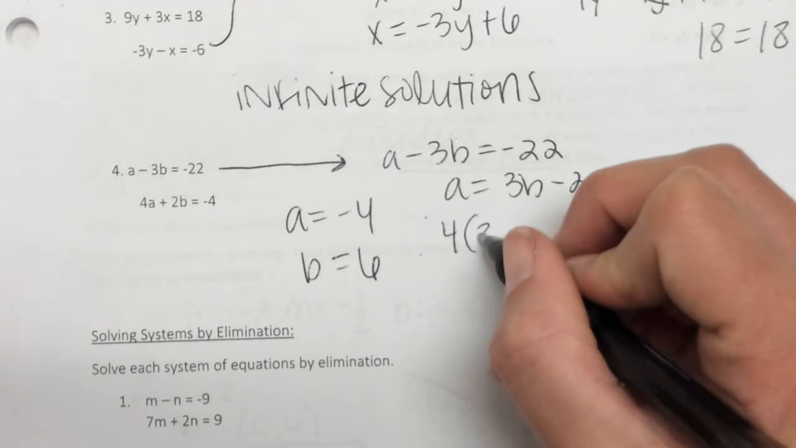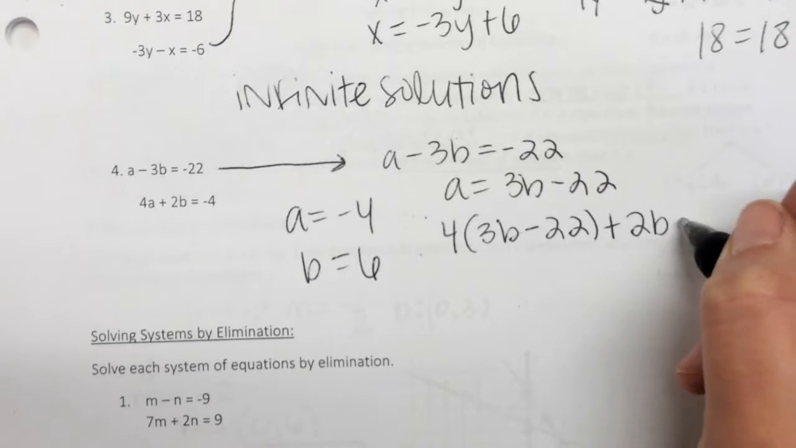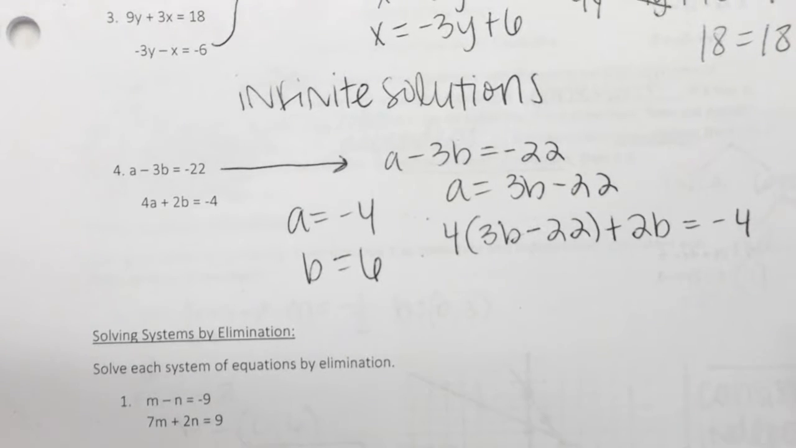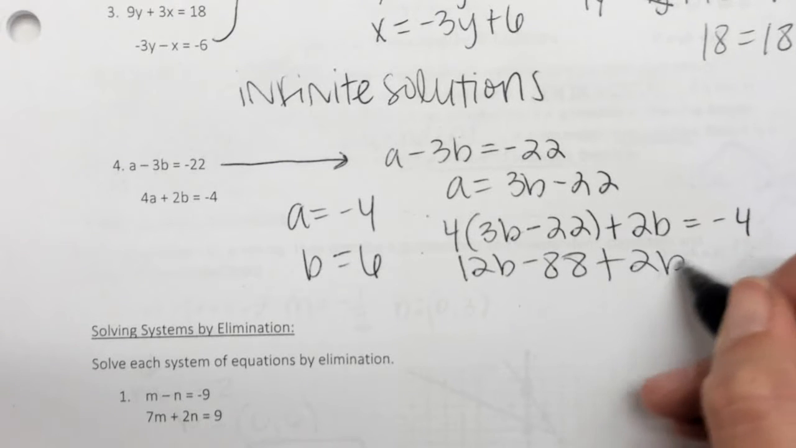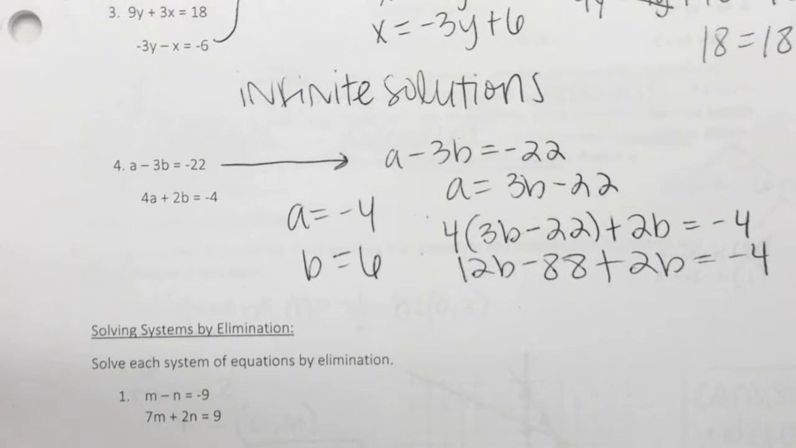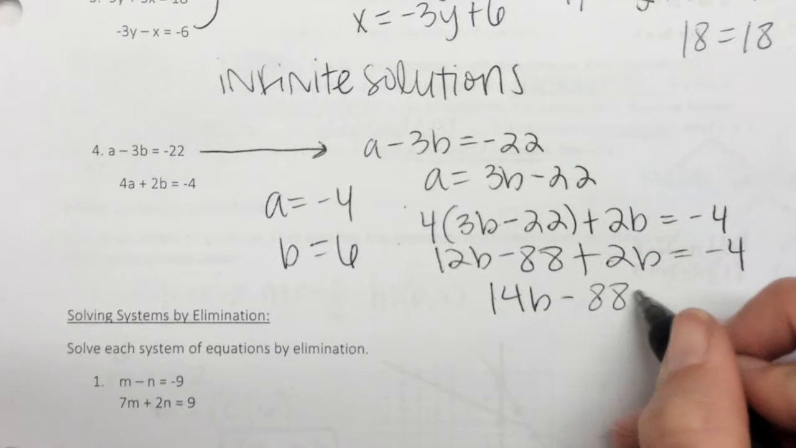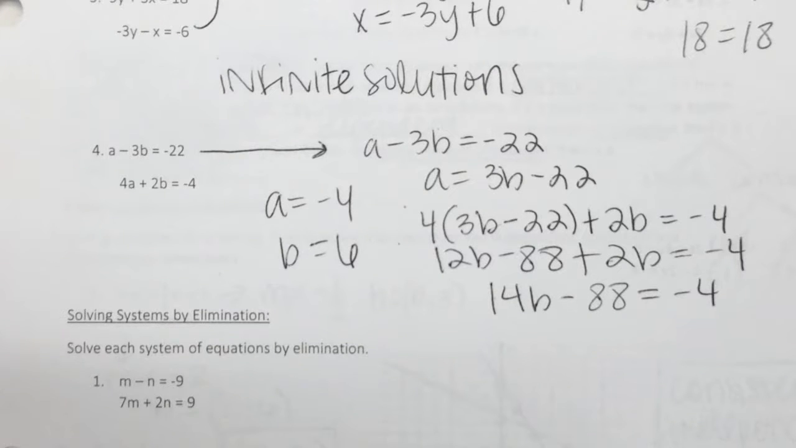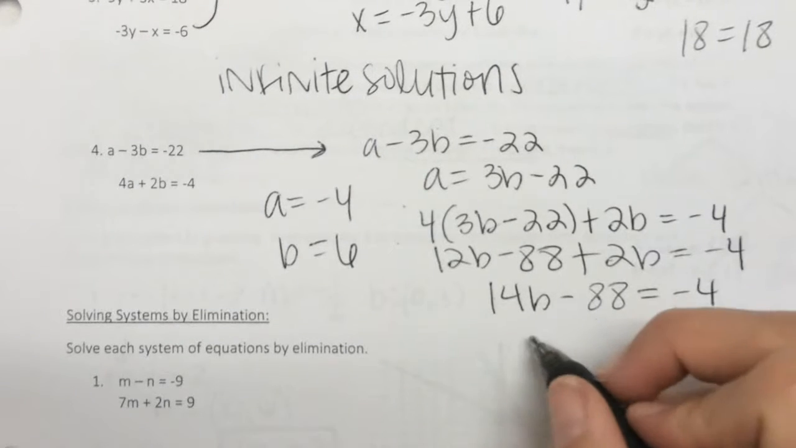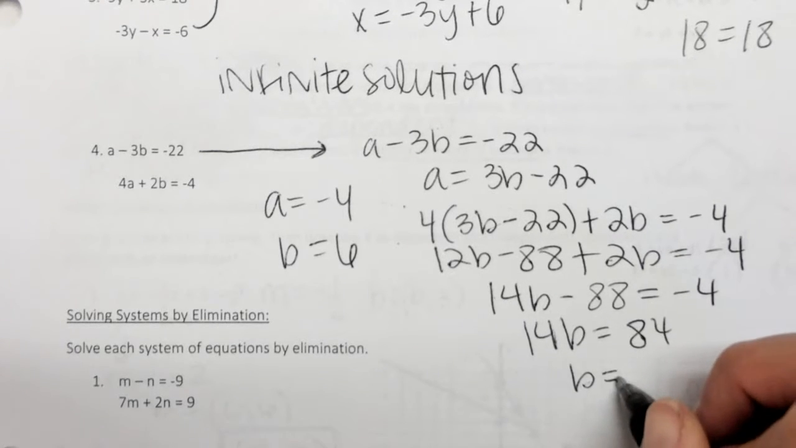Alright, I'm going to plug it into the second equation. And then Sierra, if you'll help me determine what to do from here. I distributed 4, which is 12b minus 88 plus 2b equals -4. Good. Now if we combine like terms, we'll get what? 14b minus 88 equals -4. And then we should do what? First add the 88, right? So we get 14b equals what? 84. Good. So b would be 6.